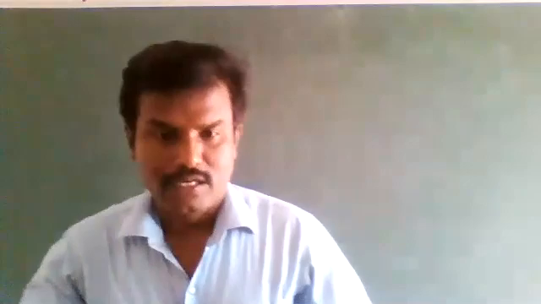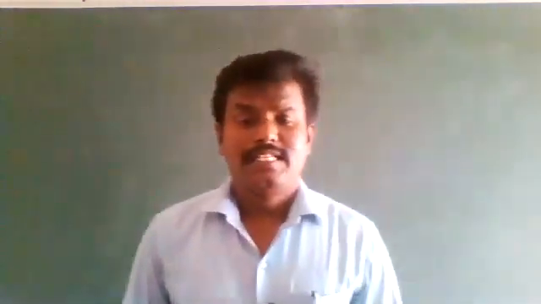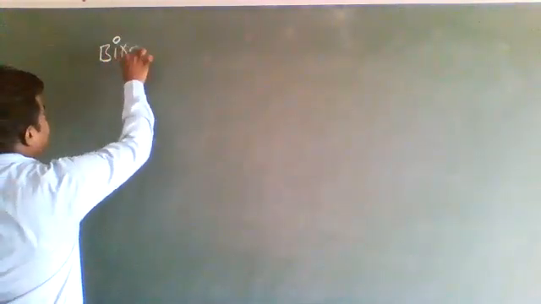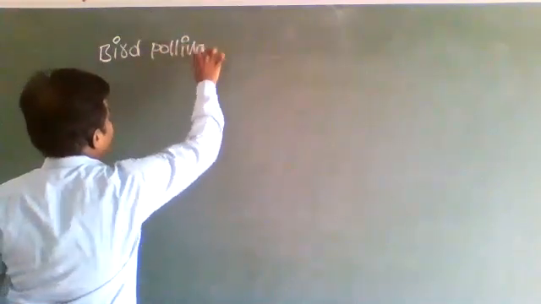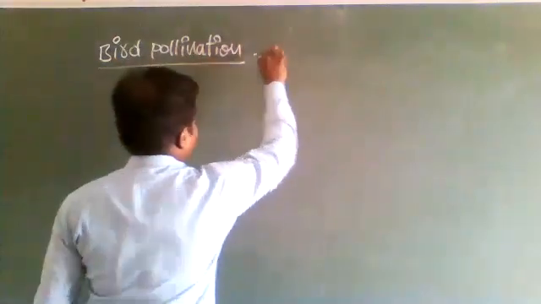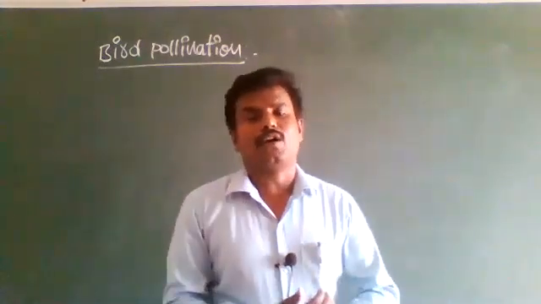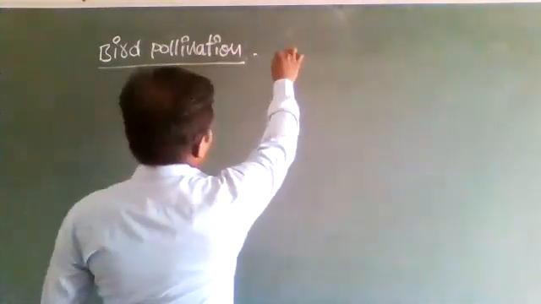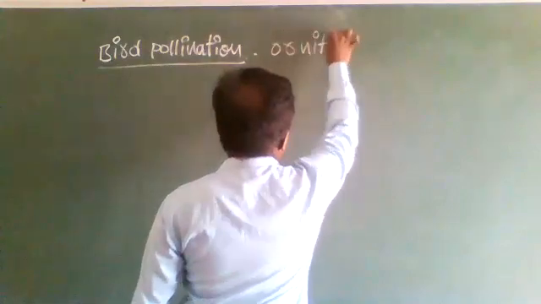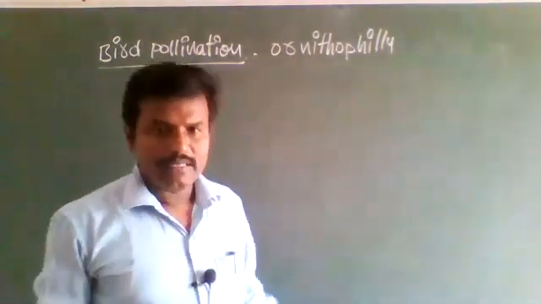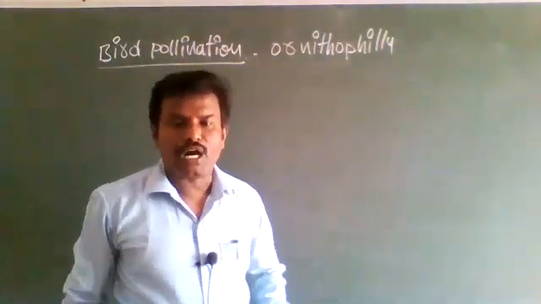Okay, our next topic of discussion is bird pollination. We are discussing agents of pollination. Some agents we have already discussed; the rest we will discuss in this class. That is bird pollination. The flowers which perform pollination through birds are called bird pollinated flowers. It is also called ornithophily.